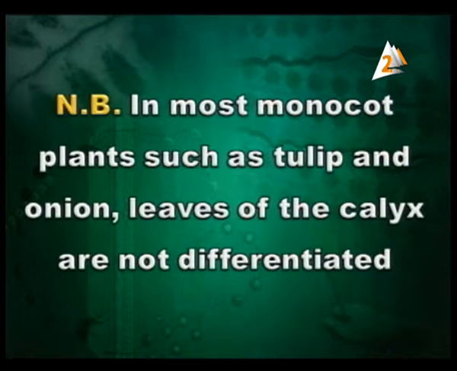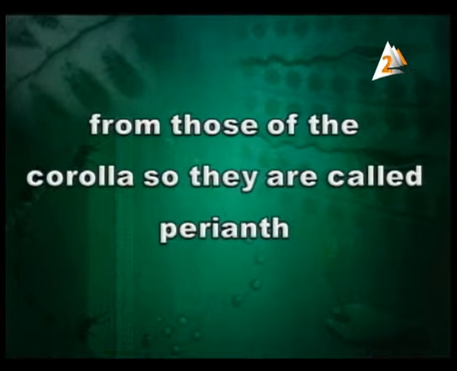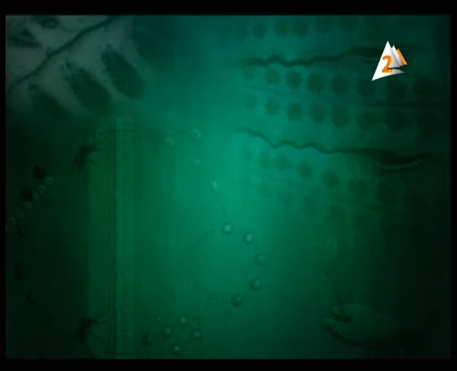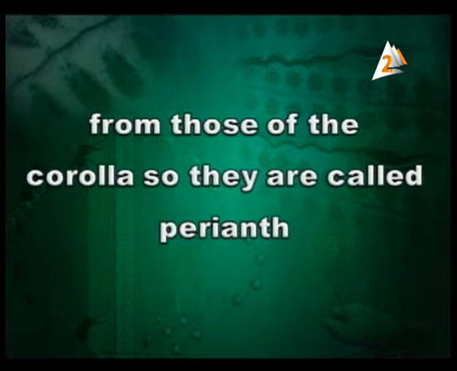Then there is a very important thing we noticed about these two whorls, the calyx and the corolla. Sometimes they are fused together, so we can't differentiate between them, as in tulip and onion. This type of leaf is called perianth. So once the leaves of the calyx and corolla are fused together and not differentiated from each other, we call them perianth.